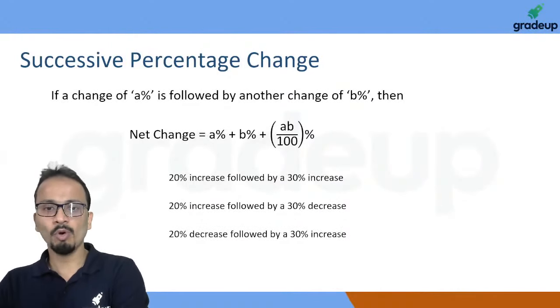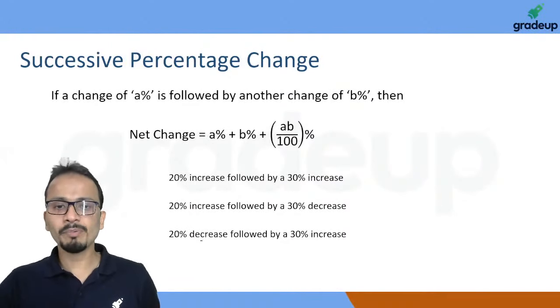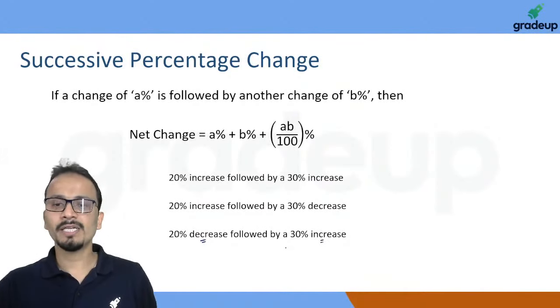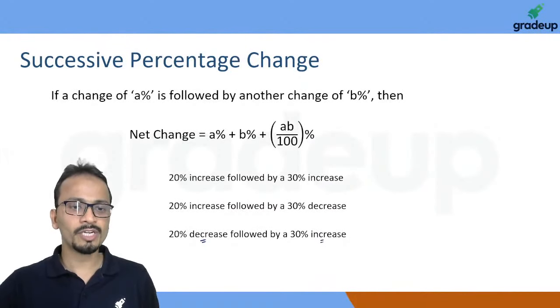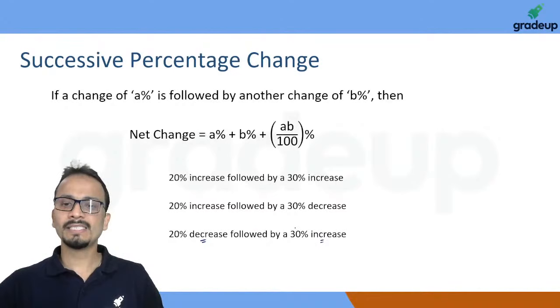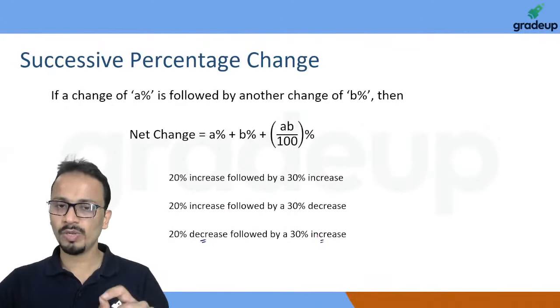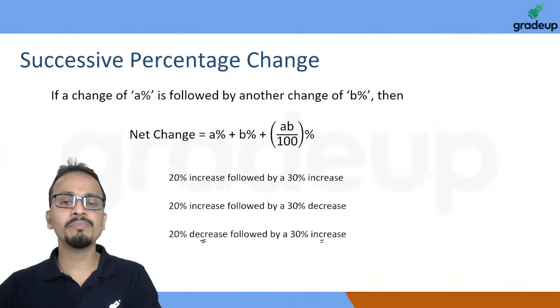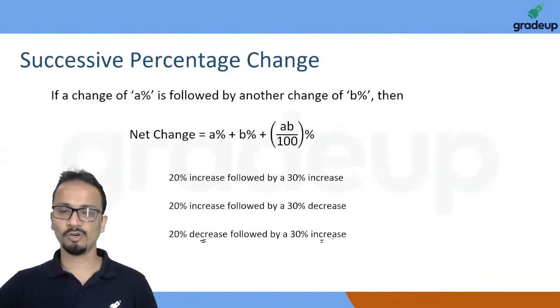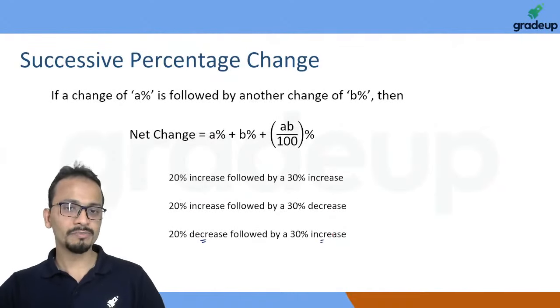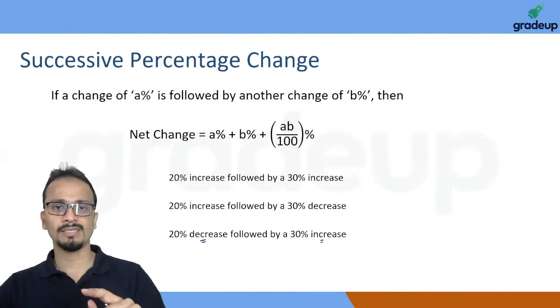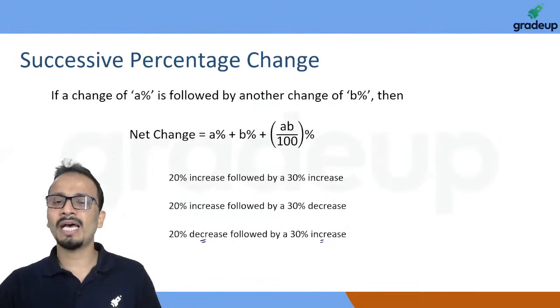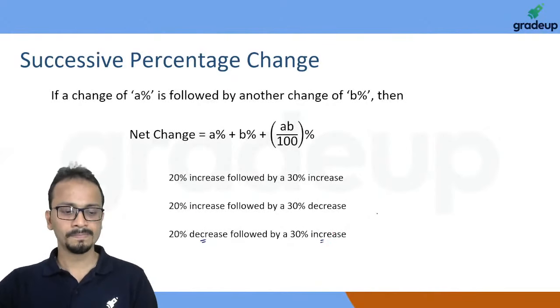Now let's take one more. A 20% decrease followed by a 30% increase. I'll wait for 10-15 seconds. Let's see how many of you can get the correct answer. We just have to be careful with plus and minus signs. Substitute these values in the formula and we'll get the answer.